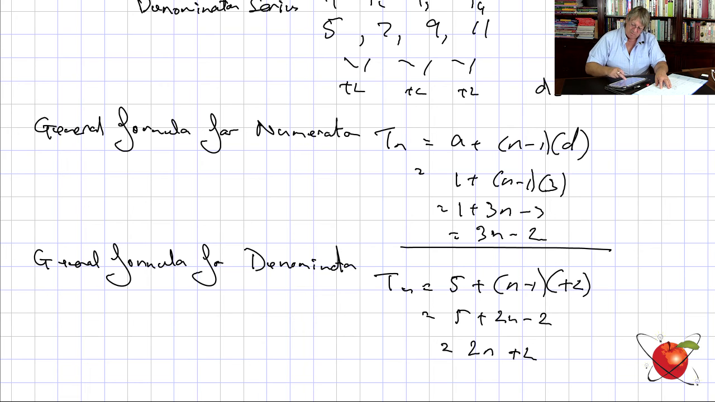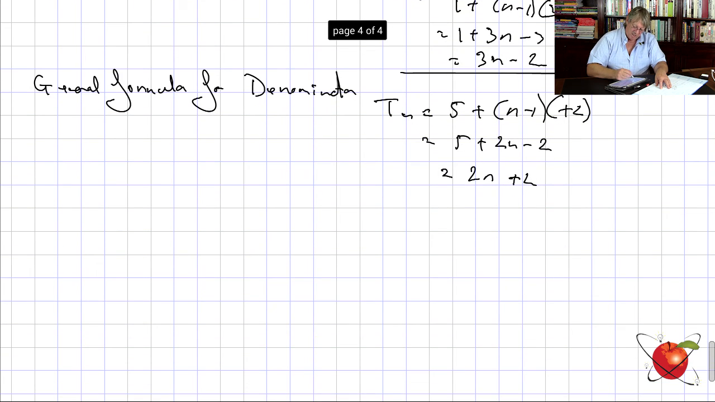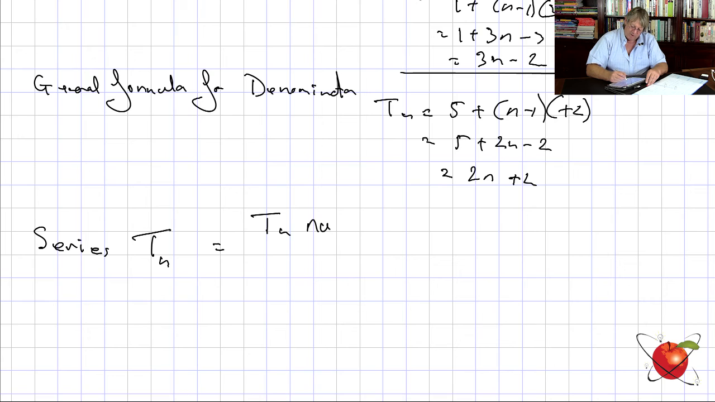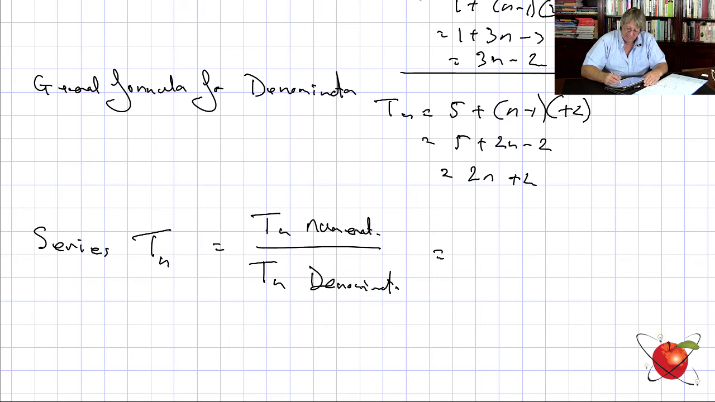Now it means that for my series, the Tn for the series is Tn for the numerator over Tn for the denominator. So, therefore, it is equal to 3n minus 2 over 2n plus 3.